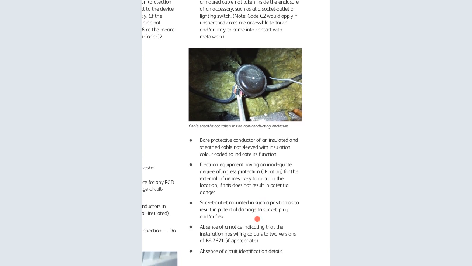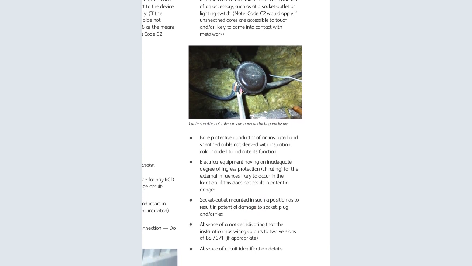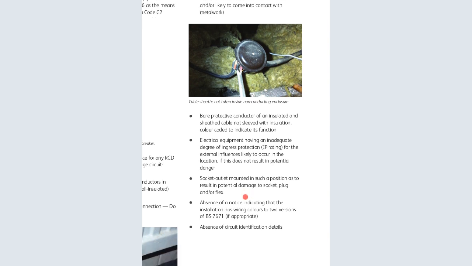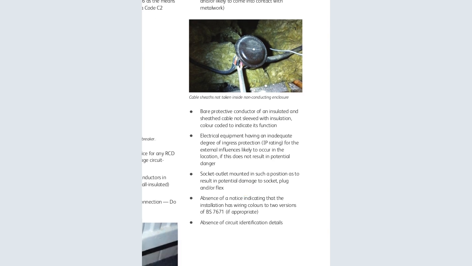You can see another example that is there. Cable sheathed not taken inside the conducting enclosure. You can see it there. That is, they are not inside a pipe. Electrical bare protective conductor of the insulated and sheathed cable not sleeved with insulation color code to indicate their function.